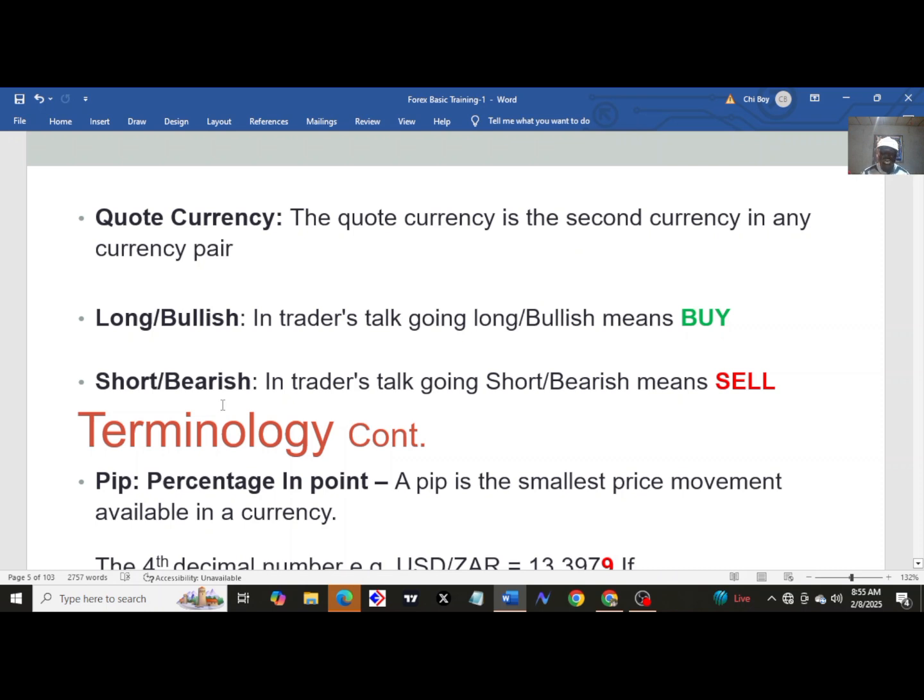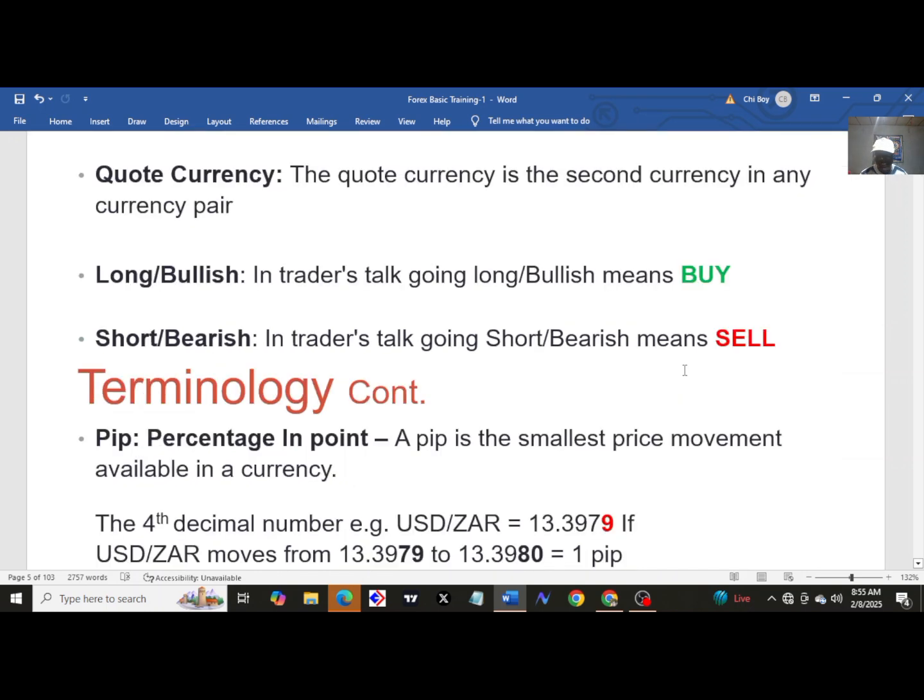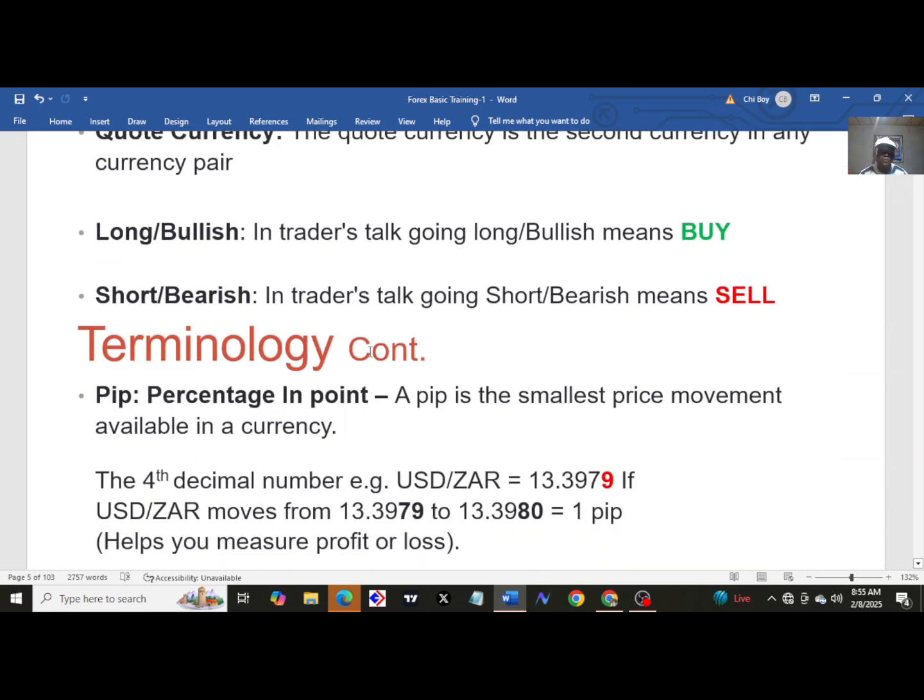When they say long, they are basically telling you to buy the market, to buy that particular currency. In traders' talk, going long or bullish means buy. Simple as that, guys. Short or bearish: in traders' talk, going short or bearish means sell. Some people, in some mentorships or groups, prefer to use it as long. It makes a lot of sense. That is the terminology in trading.